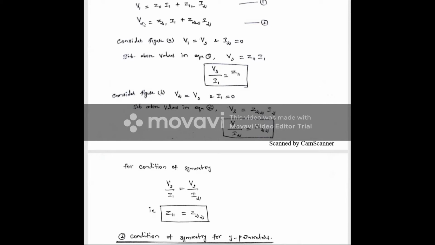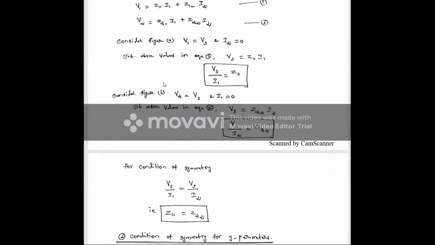Since equation number 2 has the value V2, substitute this value in equation number 2. We get, instead of V2 we put Vs. So Vs equal to, the first term is 0 since I1 is 0. So Vs equal to Z22 into I2. From this, Vs divided by I2 equal to Z22.